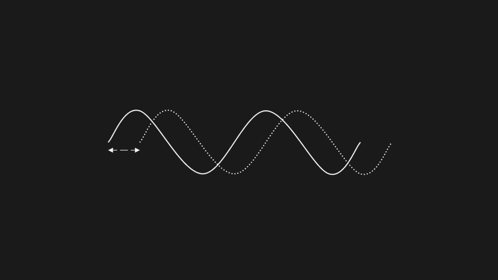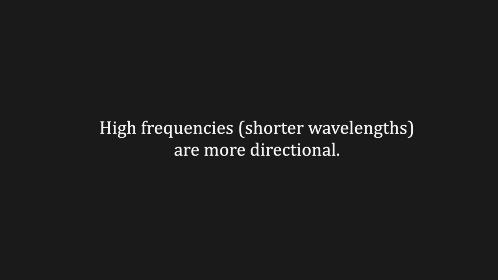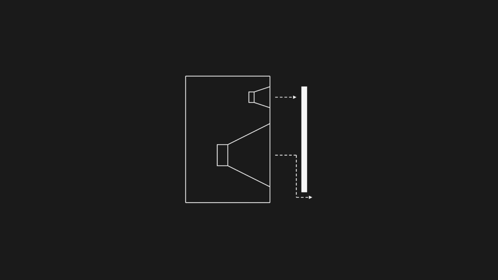When sound moves around barriers or through openings, it bends, a process called diffraction. The longer the wavelength, the more it bends. High frequencies, shorter wavelengths, are more directional. Try holding a magazine in front of a speaker. The high tones are blocked while the low ones bend around it.